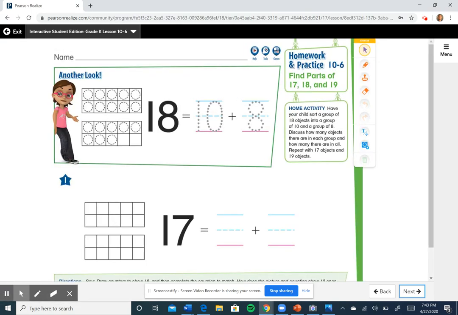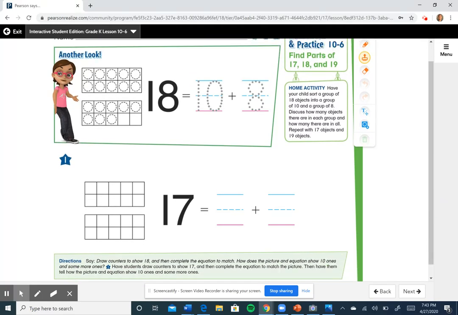We only have one more page front and back. And then we need 17. We need to make 17. And remember, we need to have 10 ones plus some more ones to equal 17. So I am going to put my 10 counters in right away. Whoa. I don't know what's going on here. So let's just pretend there's 10 counters there.